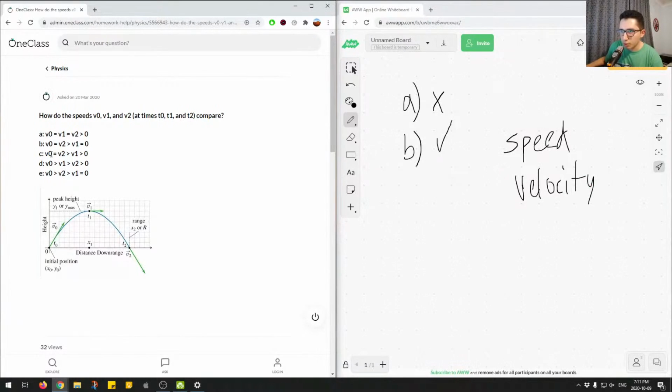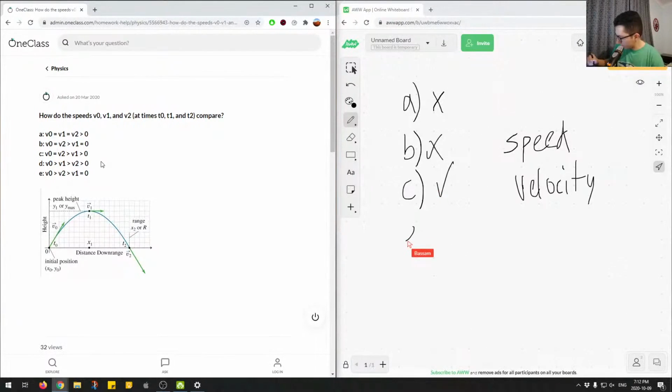So for C we have v0. Actually, I made a mistake. I missed the equal sign. So this is the correct answer over here because v1 is greater than 0 and not equal to 0. So we actually got to say that answer B is incorrect, and answer C is correct, because all the speeds are greater than 0, but v1 is less than v0 and v2, and v0 and v2 are equivalent, as we can see in the diagram. So we'll say C is correct.